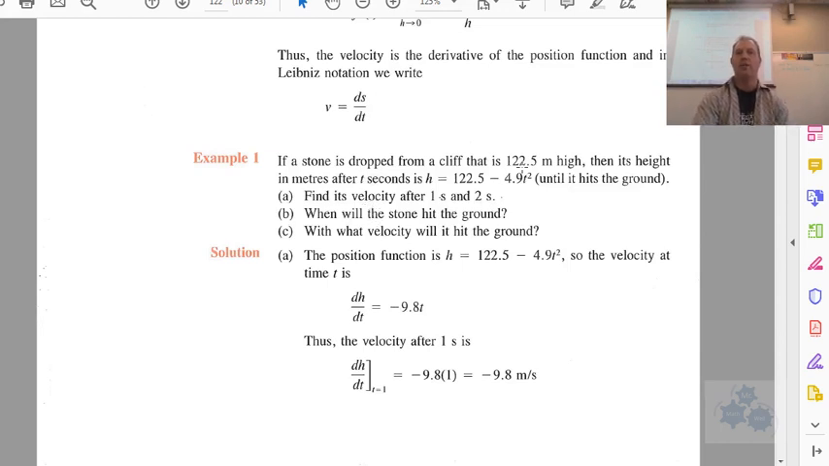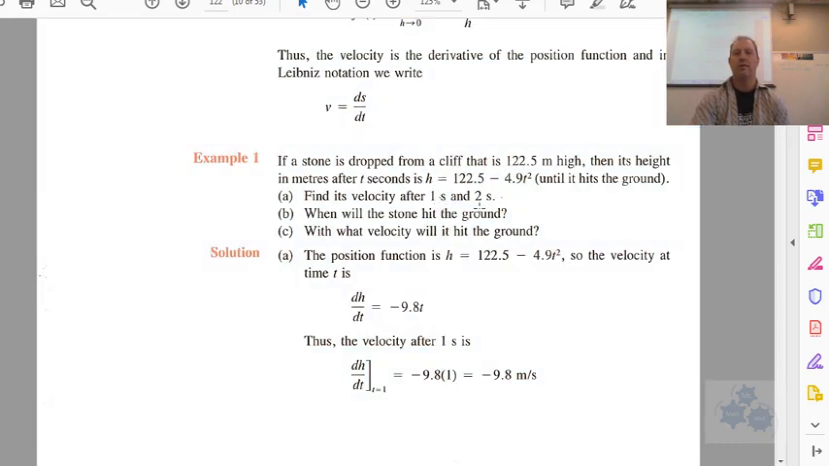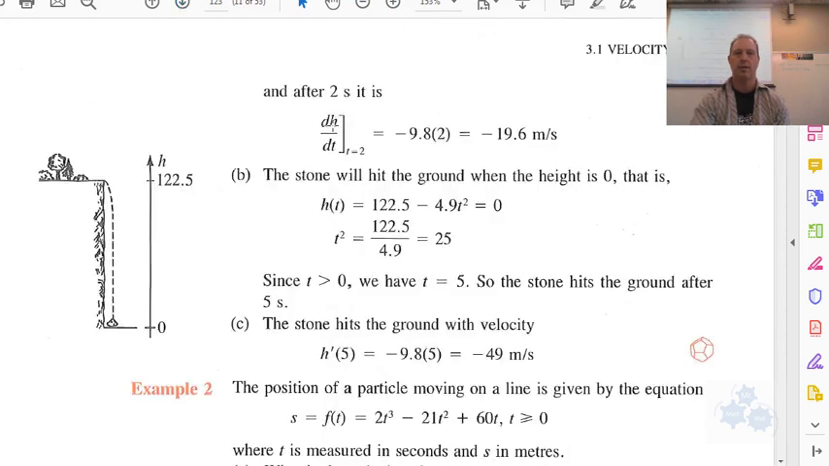If a stone is dropped from a cliff that's 122.5 meters high, and its height in meters is given by this equation until it hits the ground, find the velocity after 1 second and 2 seconds. Well, that's easy. We find the first derivative. Plug in 1, find an answer. Boom. Plug in 2, get your answer. Boom. That's going to be over here on the next page. What did I just do? Plug in 2 into the first derivative. There's your answer, the speed.